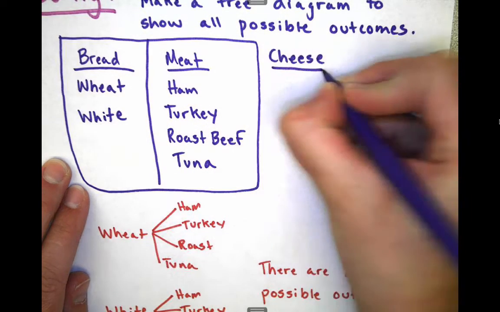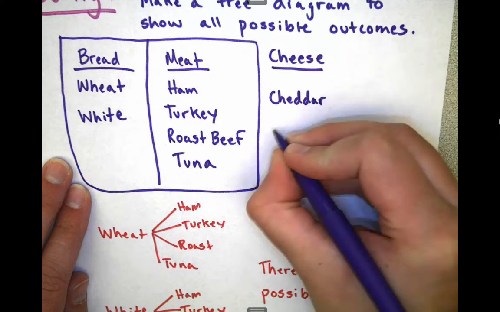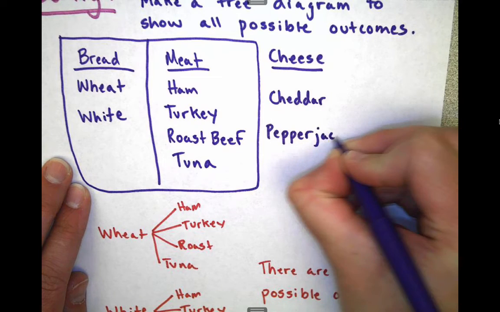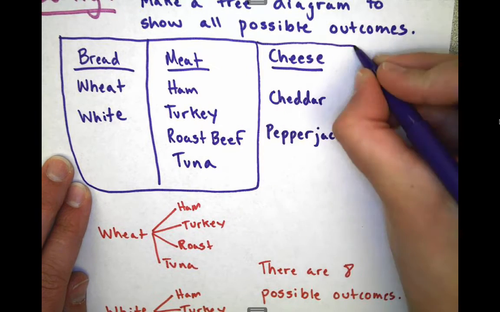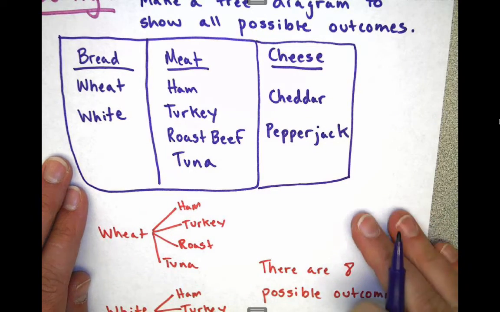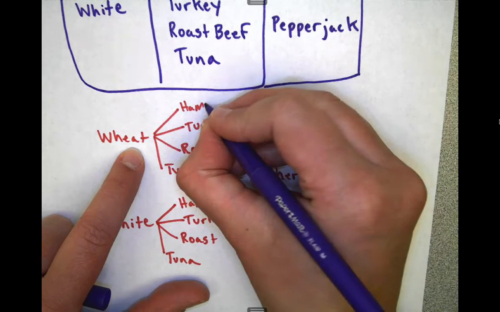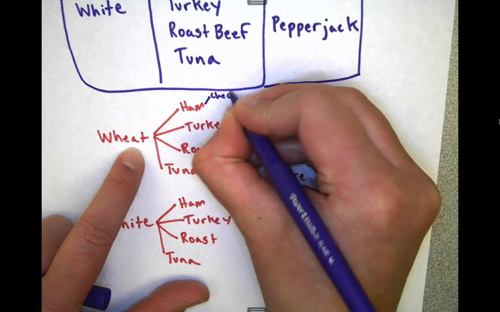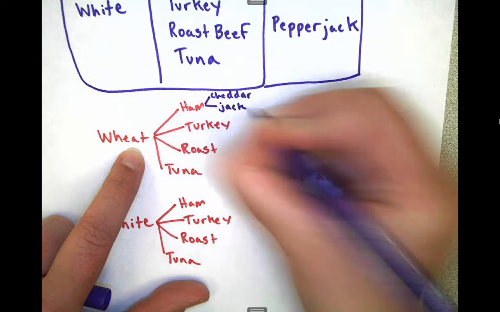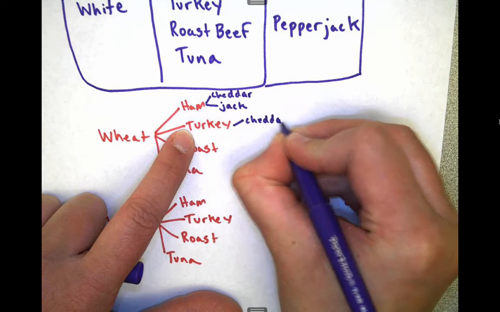And we have 2 cheeses in store today. We've got classic cheddar, or for those of you that like a little spicier, pepper jack. Now if I added this onto the menu, think about how this would change our problem. Now when you go to do your diagram, when you pick a wheat with ham, your ham could be with cheddar, or your ham could be with pepper jack. When you do a wheat with turkey, it could be with cheddar, or it could be with jack.